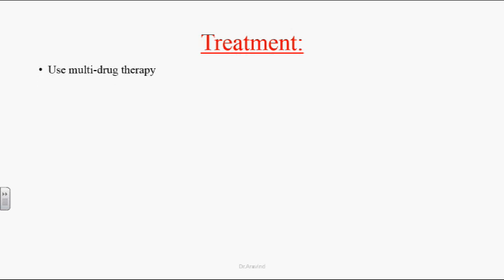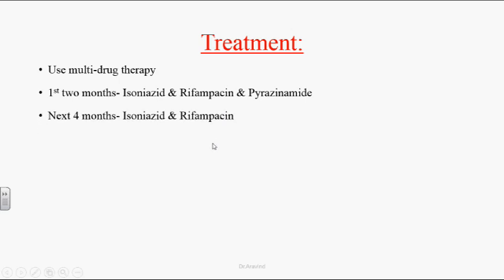Treatment. For tubercular infection, multi-drug therapy is always advised. For the first 2 months, isoniazid, rifampicin and pyrazinamide are given to the patient, and for the next 4 months we give isoniazid and rifampicin. So 6 months of therapy can control this active tubercular infection. If any one of these drugs is resistant, we can add streptomycin or ethambutol to this regimen.